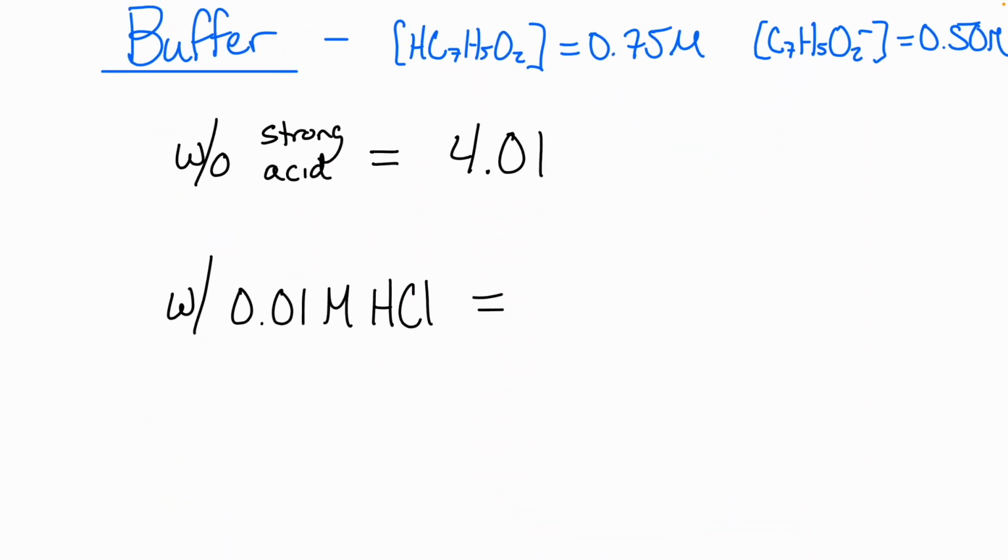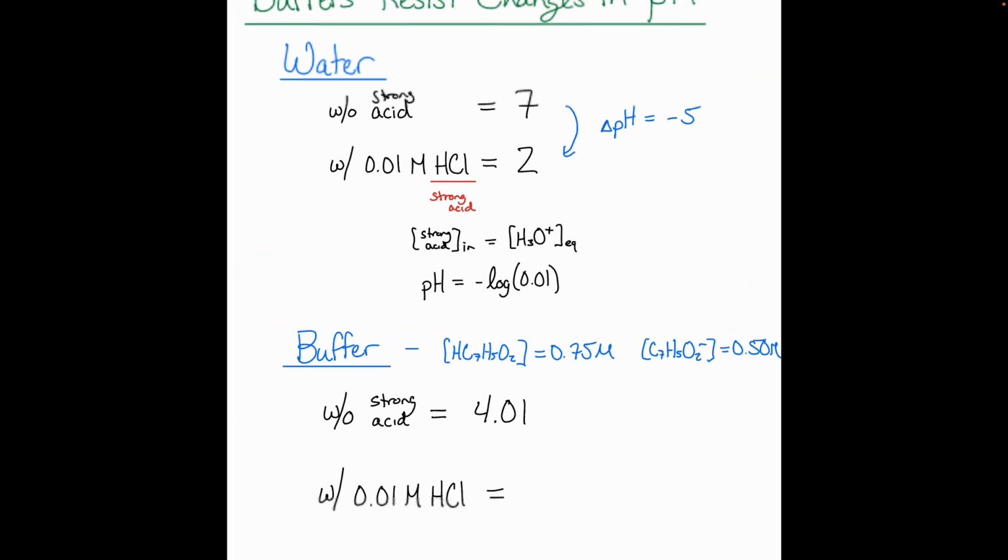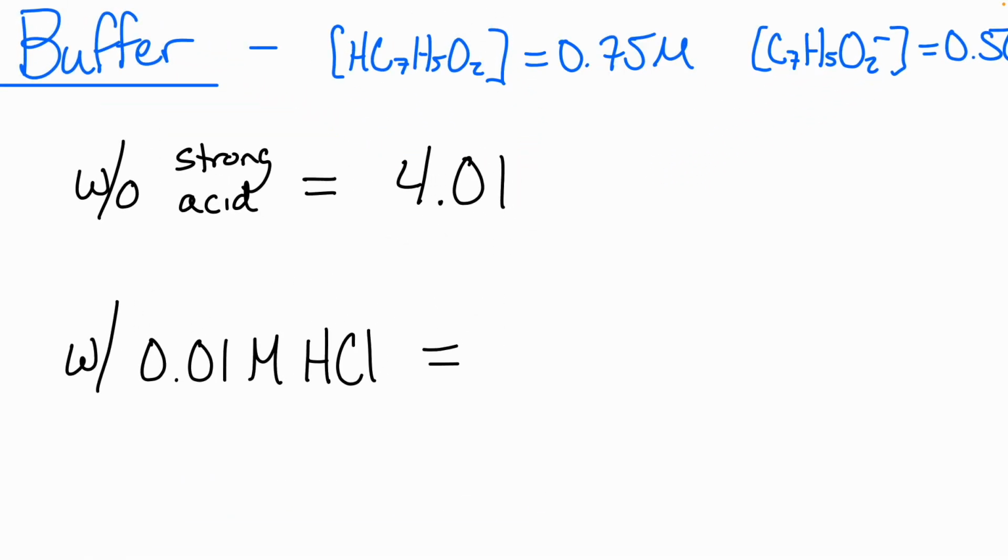Okay? So again, the whole point was where we were going to compare. We knew what our buffer's pH was before we added any strong acid. Then we added that 0.1 molar strong acid. Did its pH decrease? Did it decrease anywhere near as much as it did when we added that strong base to water? Right? The change was 5 units when we were adding it to water. When we add it to buffer, it goes from 4.01 to 4.00. Right? Our delta pH here is just negative 0.01.